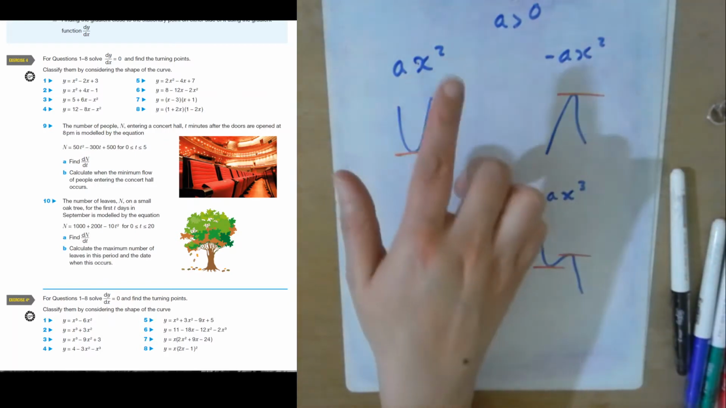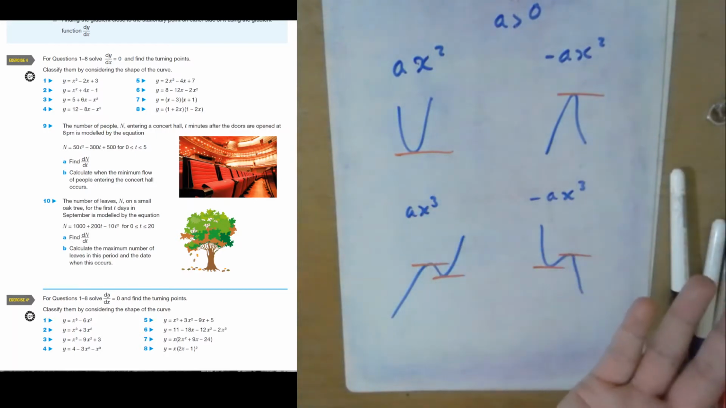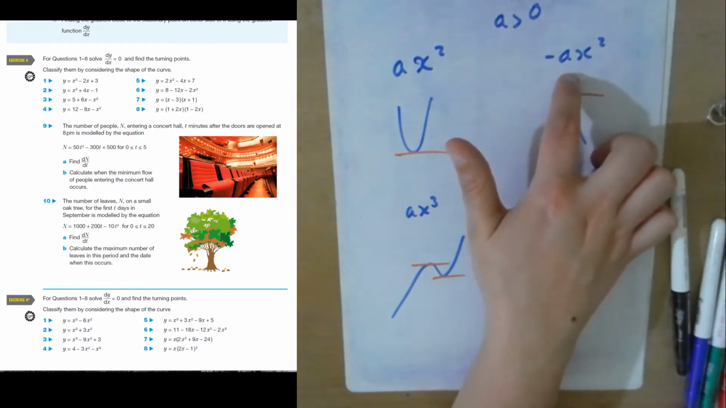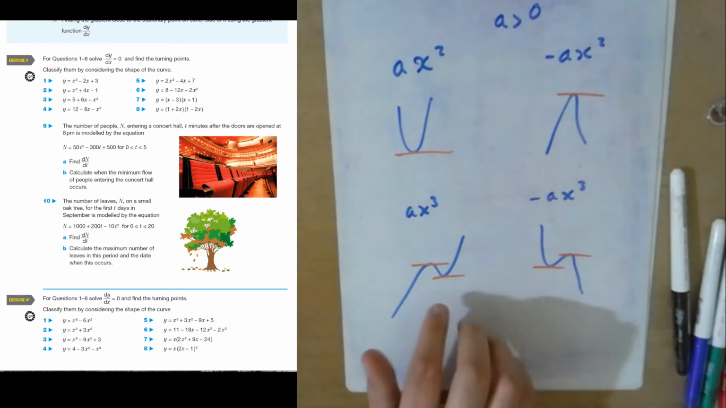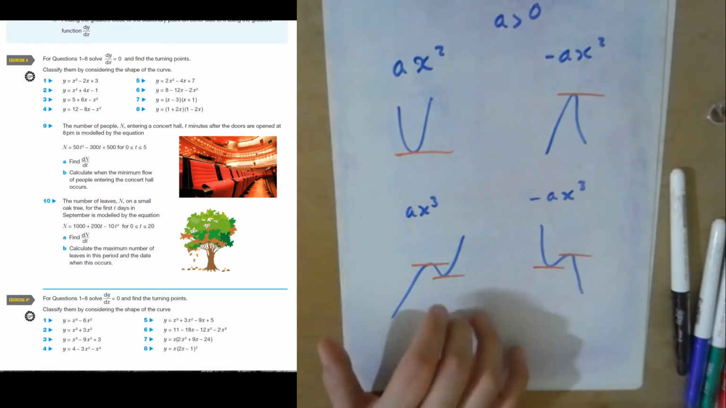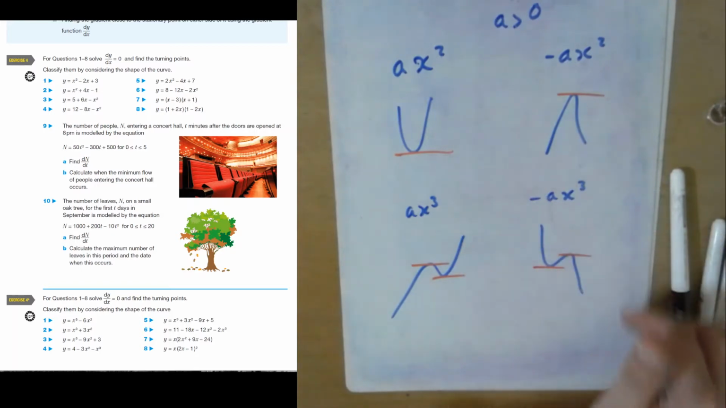This is a positive coefficient parabola, which is like a happy face. Some people remember it that way. You have a negative coefficient parabola, which is a sad face. And then, I don't know if you remember when we were briefly sketching graphs, a cubic shape, you should remember, looks a little bit like that. And a negative cubic graph should look like this.